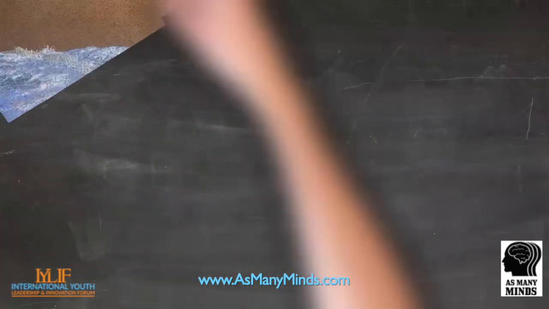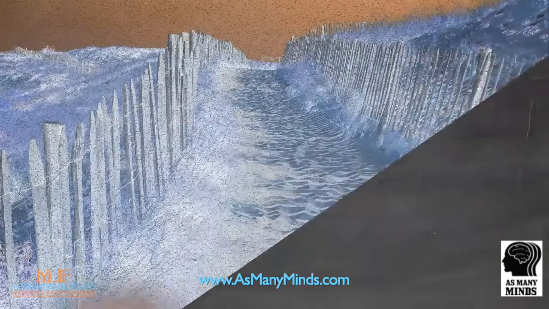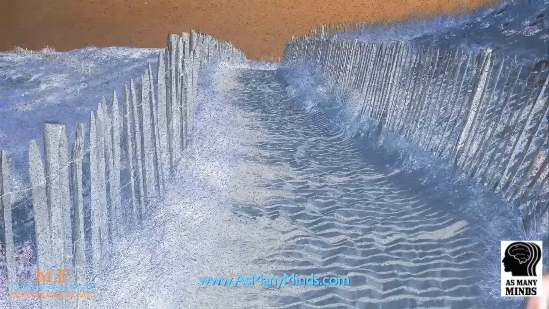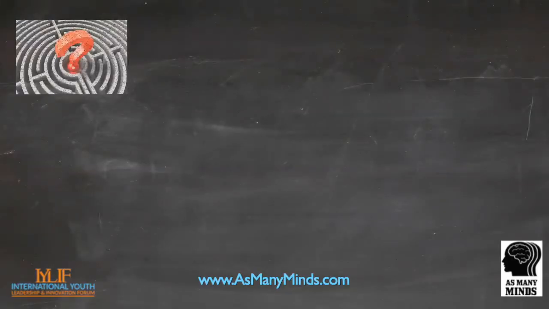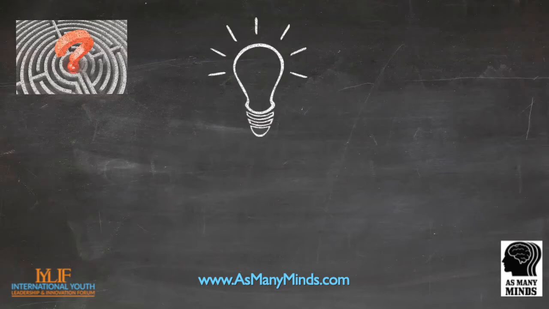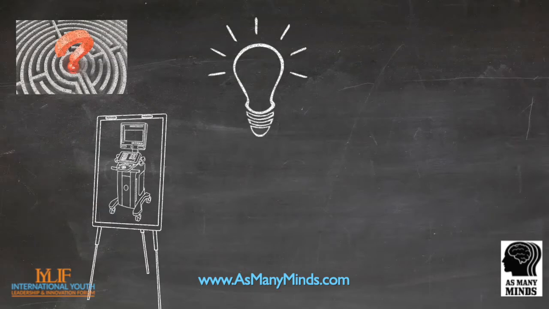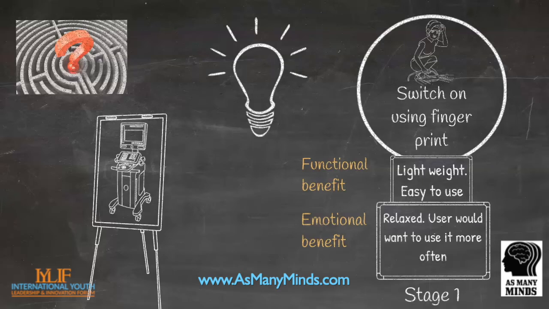Look at how far you have come. You selected a theme. You came up with problems that are associated with that theme. You came up with some brilliant ideas to solve the problems. You selected the big idea. You came up with the physical sketch of that idea. After that, you came up with a customer journey map.